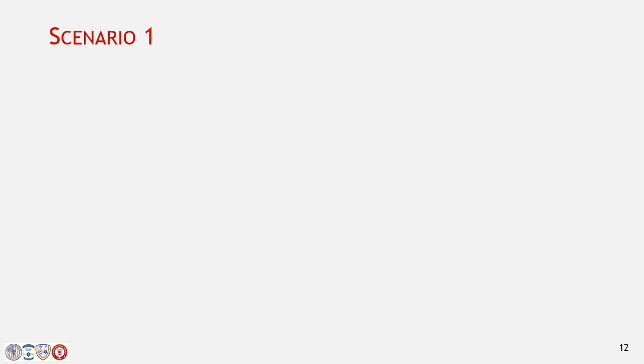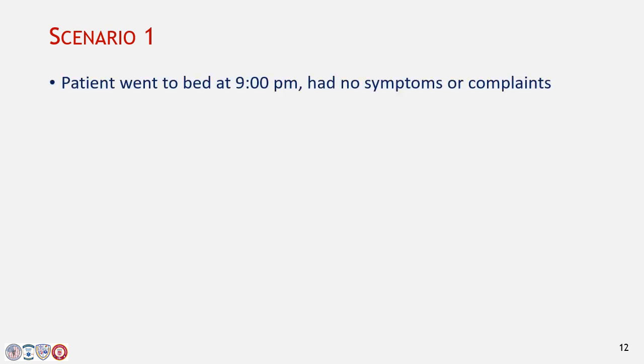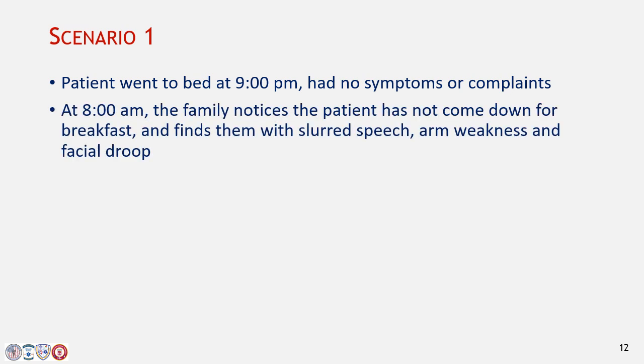All right, so let's go through some scenarios. First couple are kind of the same setup, and then the next three are kind of the same setup, so it'll be easier and recognizable. Patient went to bed at 9 p.m., had no symptoms or complaints. At 8 a.m., the family notices that the patient has not come down for breakfast, and so they go up and they find the patient, and the patient has slurred speech, arm weakness, and facial droop. So all Cincinnati parameters are abnormal.